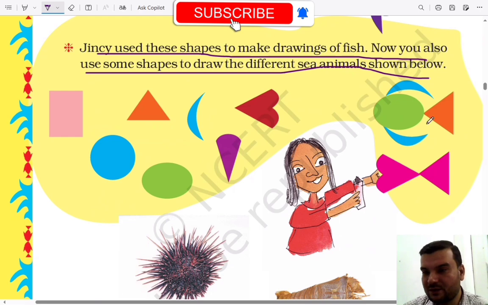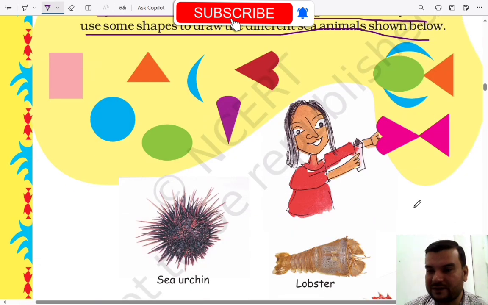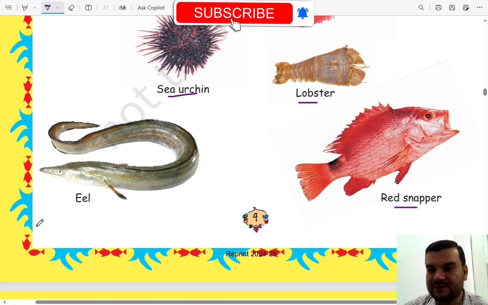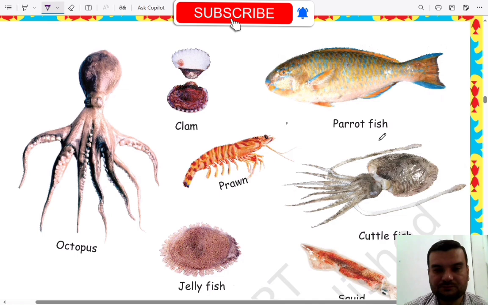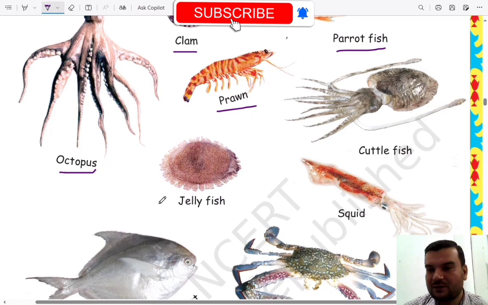This is sea urchin, lobster, red snapper, eel. These are all found in the sea or in water. Octopus, clam, prawn, parrotfish, cuttlefish, squid, jellyfish, silver pomfret and crab.